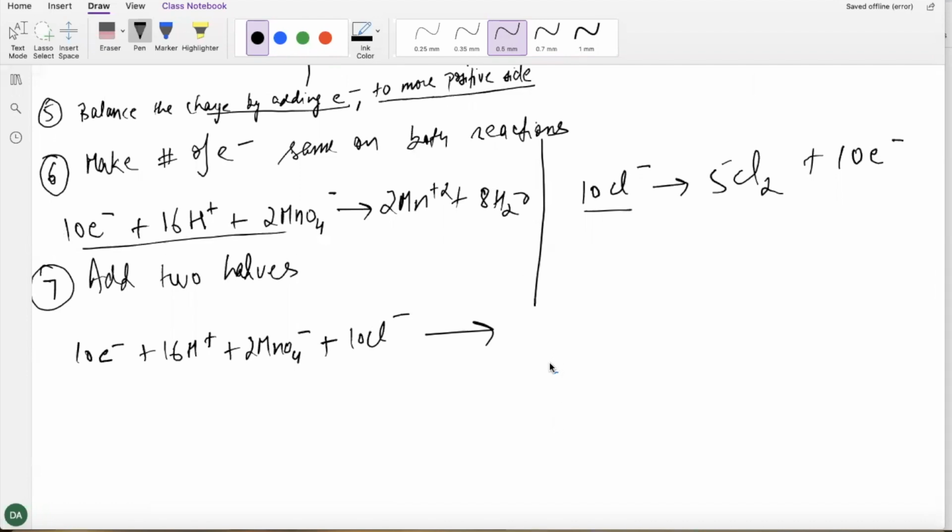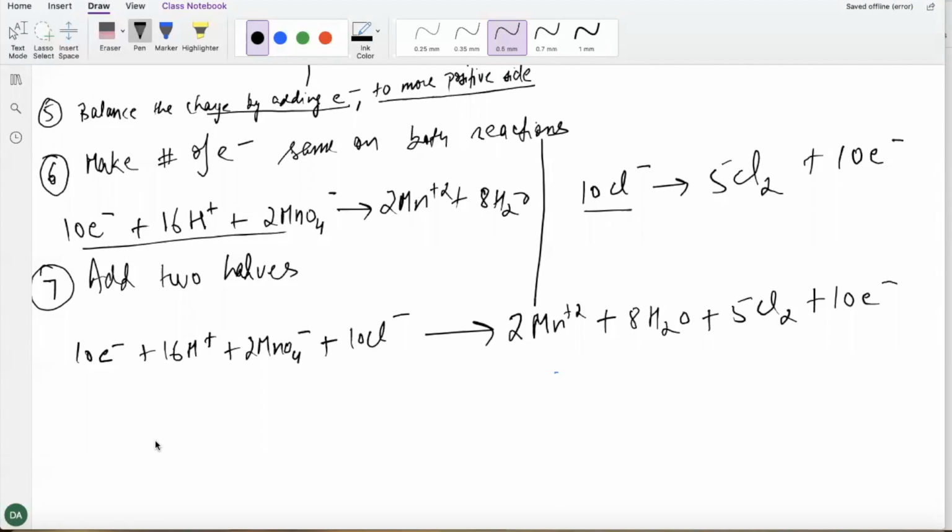So now, what do we do on the right-hand side, guys? You tell me what should I write on the right-hand side? You should get 2 Mn plus 2 plus 8 H2O plus 5 chlorines plus 10 electrons. So 10 electrons. Okay. Now, guys, once we're at this point, what do you think we should be doing next?